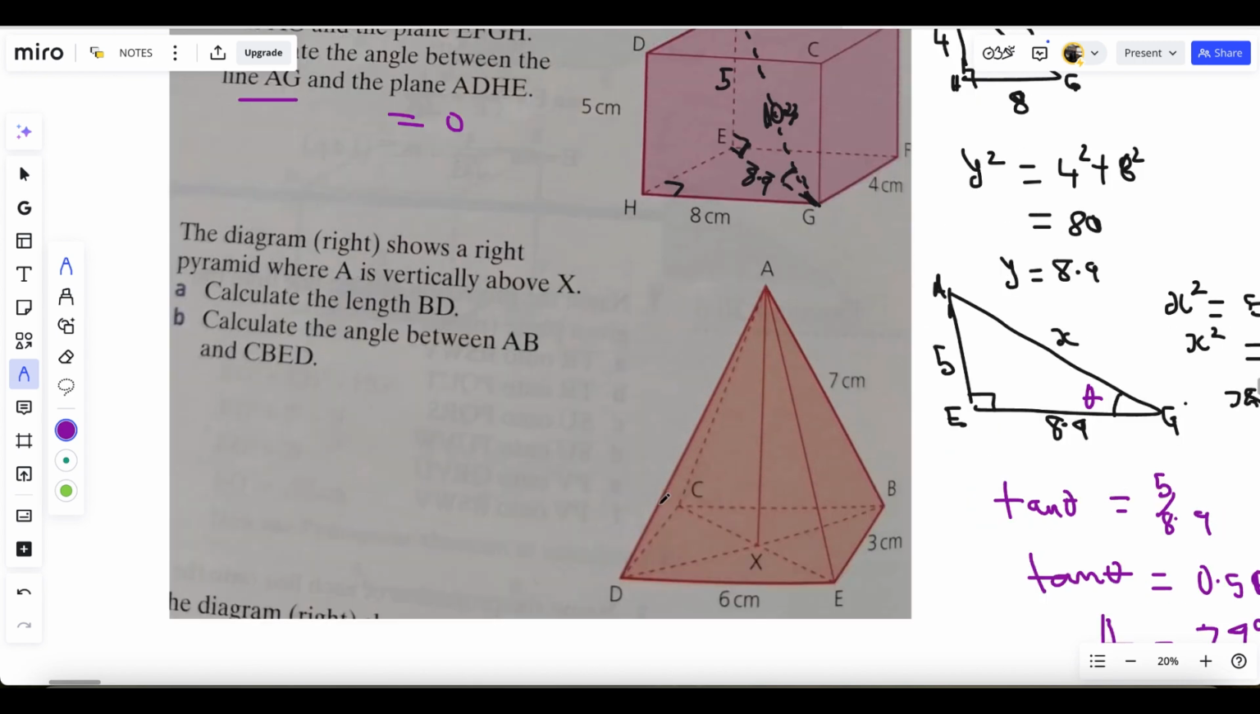To calculate the height, it depends on whether the question wants us to. The diagram on the right shows a right pyramid where A is vertically above S. Calculate the length BD. Yes, this one, that's the diagonal of the base. So you use a right angle triangle and Pythagoras theorem to calculate BD. Here is 6, here is 3. 6 squared plus 3 squared. 6 squared we get 36, 3 squared we get 9. 36 plus 9, what do we get?